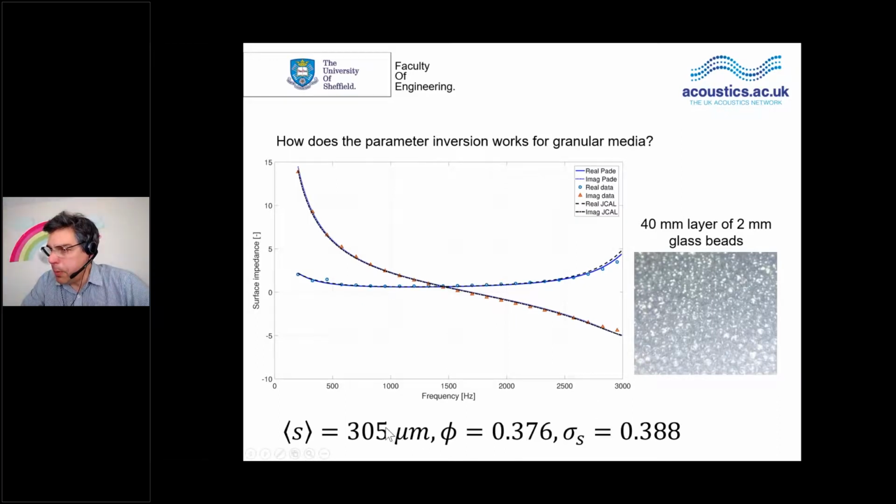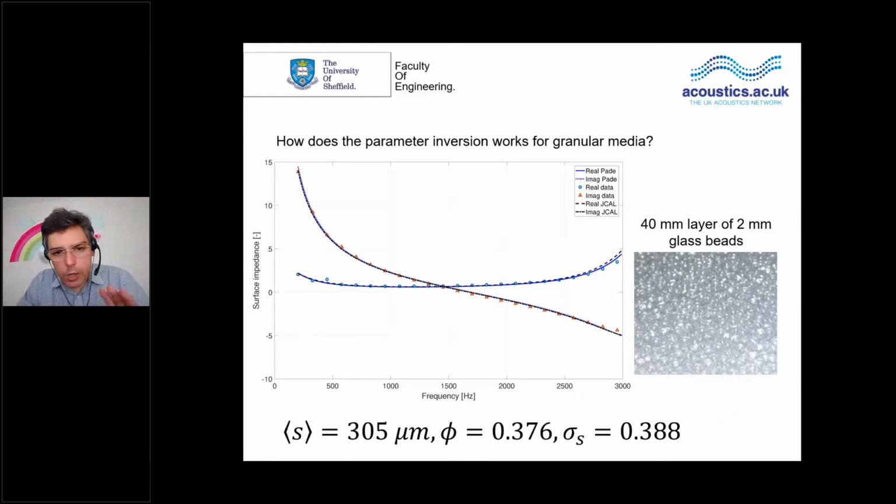And when you look at the parameters which we have to fit in these models, they make really good sense. 300 micron pore size, porosity almost bang on for hexagonal packing, and standard deviation very similar to the one you can measure.